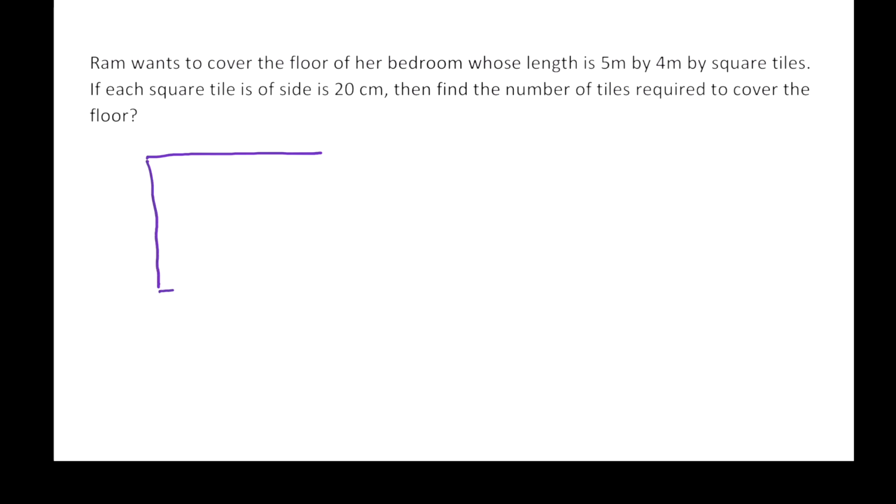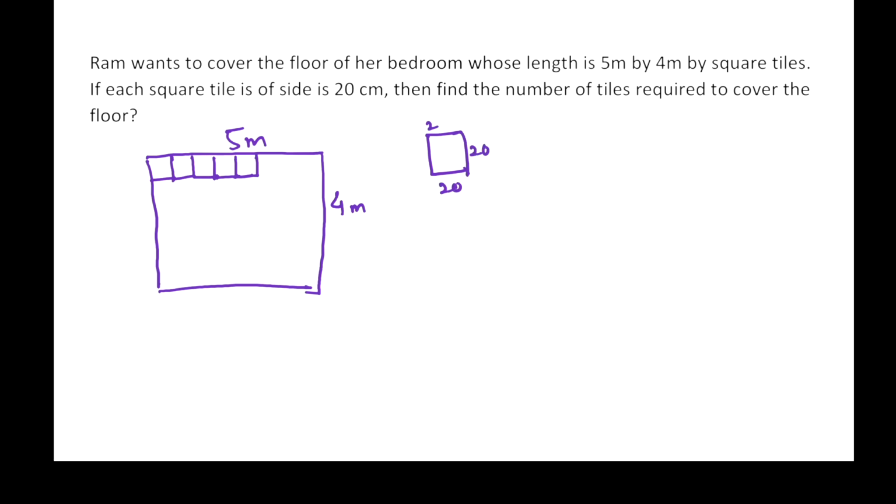This is the room that Ram has, whose length is 5 meter, width is 4 meter. And she wants to cover that with the square tiles, and the measurement of each square tile is 20 by 20. This is a square tile, so if one side is 20, all the sides will be 20.